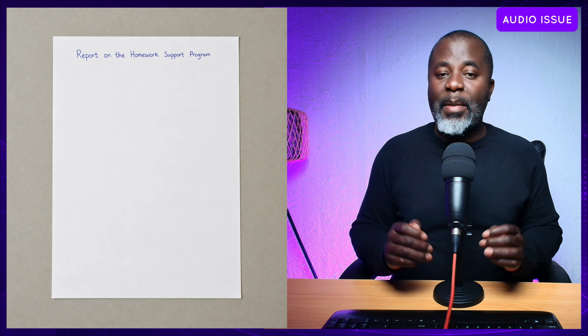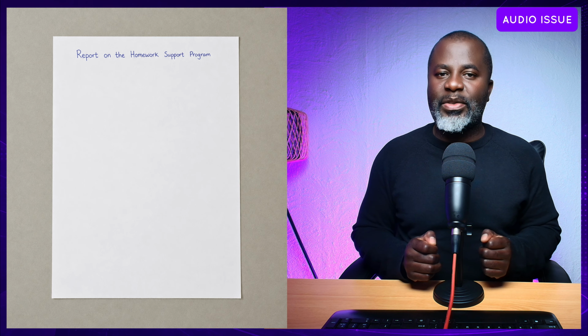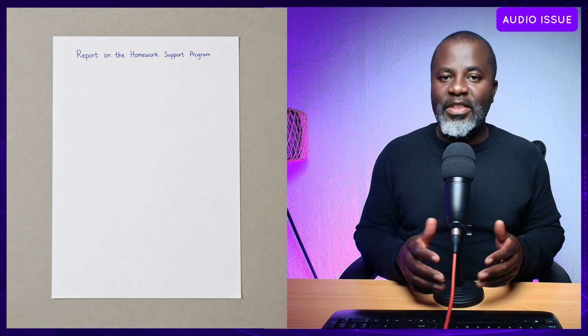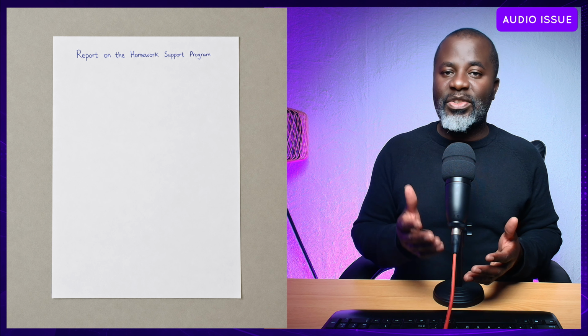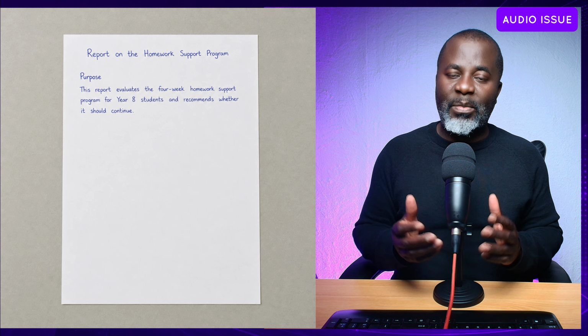Let's talk about number 2, purpose. The purpose section explains why the report has been written and what it will examine. Keep it short. 1 or 2 sentences are usually enough. Useful openings include: this report evaluates, this report examines, the purpose of this report is to, this report presents the findings of. Here is the model purpose.